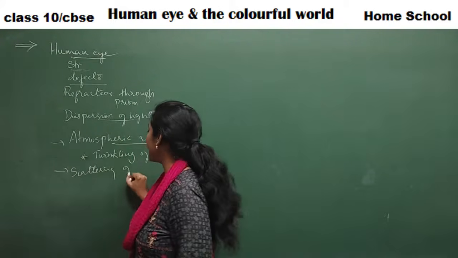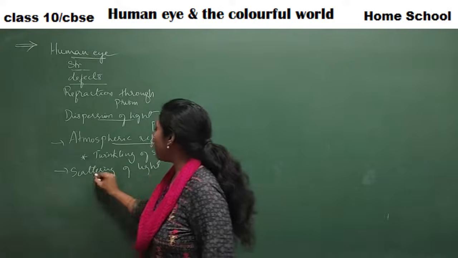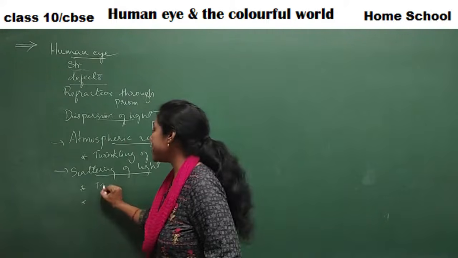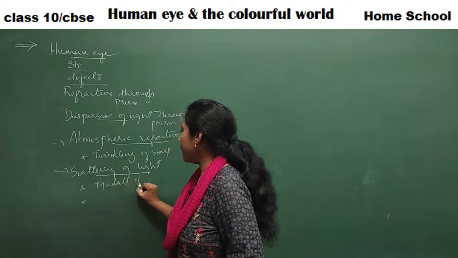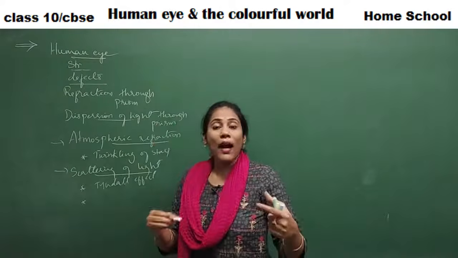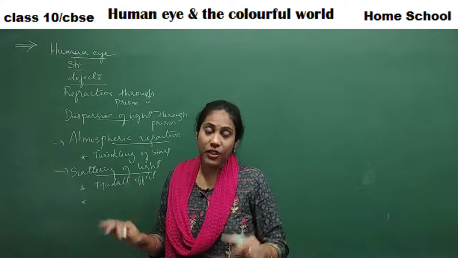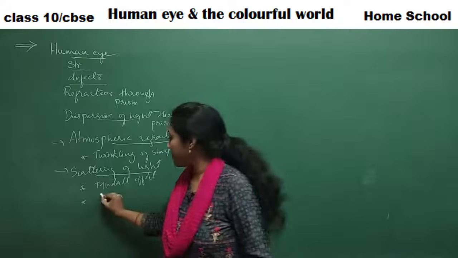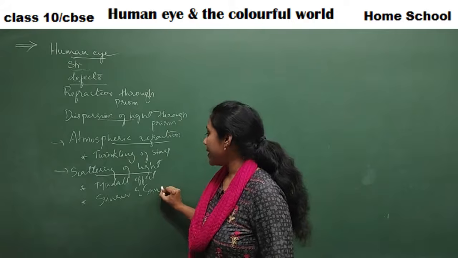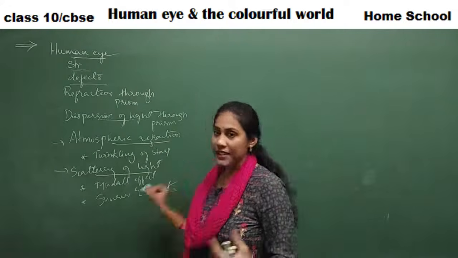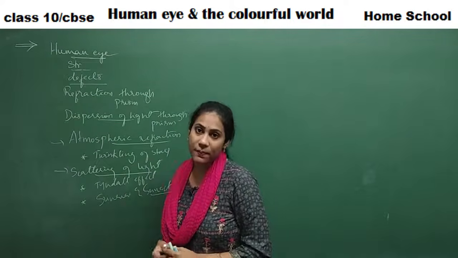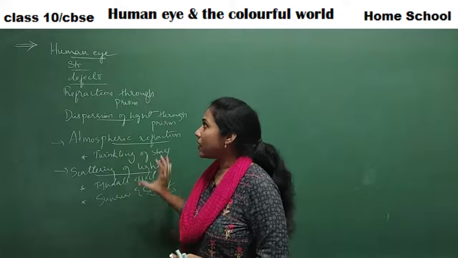Under this scattering of light, 2 important phenomena you will study. The first one is the Tyndall effect. Very important phenomenon, Tyndall effect. And after that, why does the sun's color change during sunrise and sunset? During these times, the color of the sun changes. So what colors, and why does the color change? Everything we will discuss.